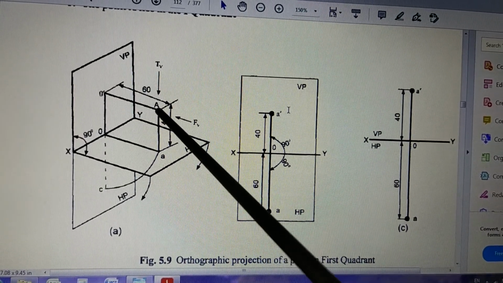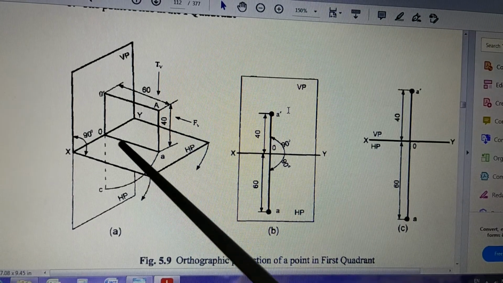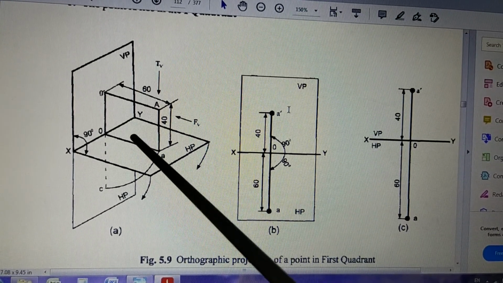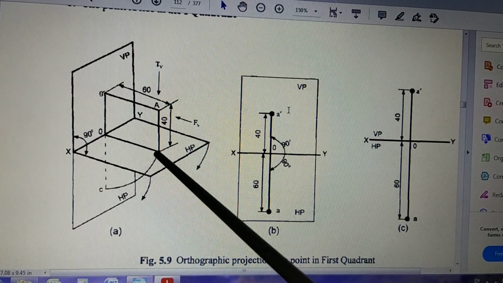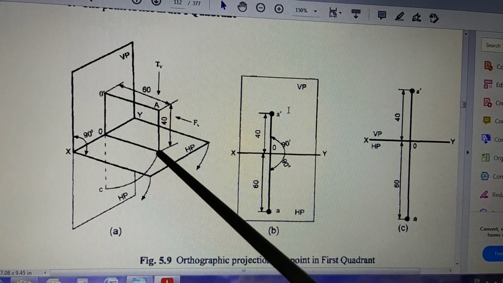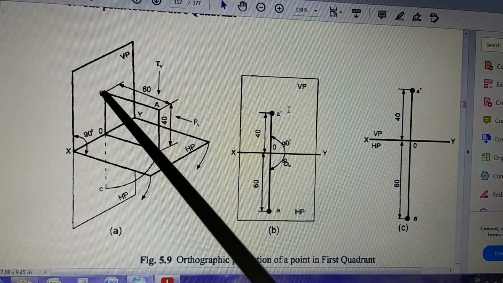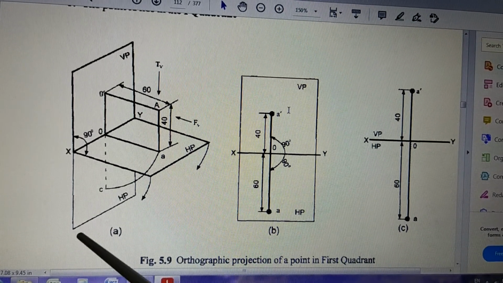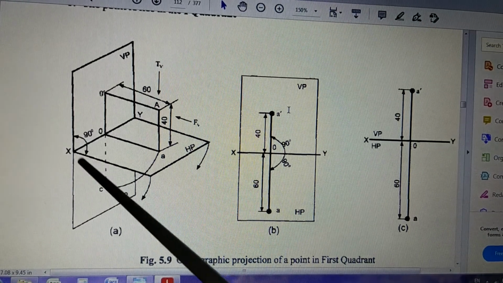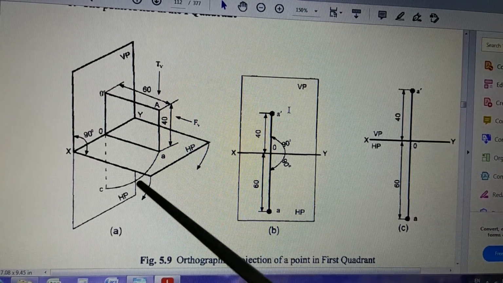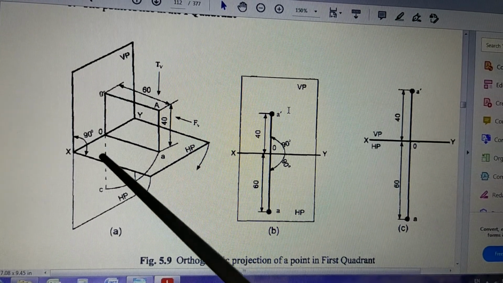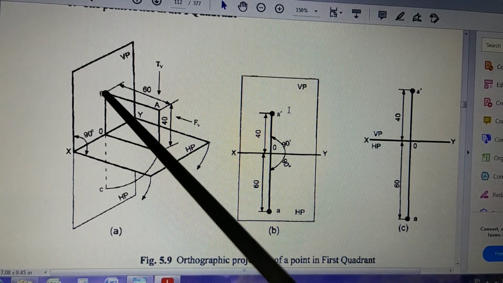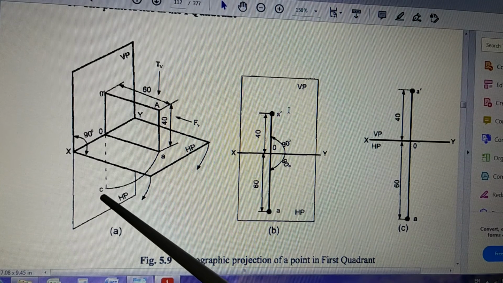Since this point is 60 in front of the VP, the top view of point A will be at the same distance of 60. So you draw the top view here in the HP, and the front view here in the VP, and after that you rotate the HP and bring it in line with the VP. When that is done, point A will take this position exactly below the front view.